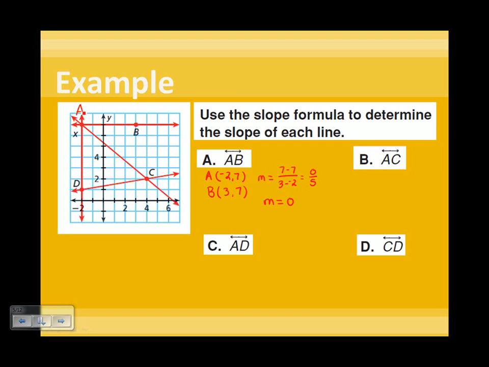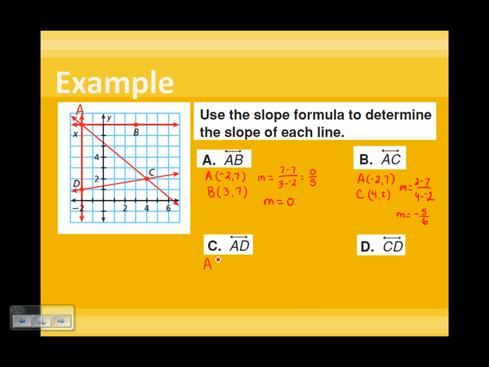Now if I wanted to do AC, I'm going to go ahead and label A there. A, once again, we said had the coordinates of (-2, 7), and C has the coordinates of (4, 2), it appears. So if I were going to do my slope, it's the change in y, so 2 minus 7, over the change in x, so 4 minus -2, and it looks like we have a slope of -5/6 for line AC.